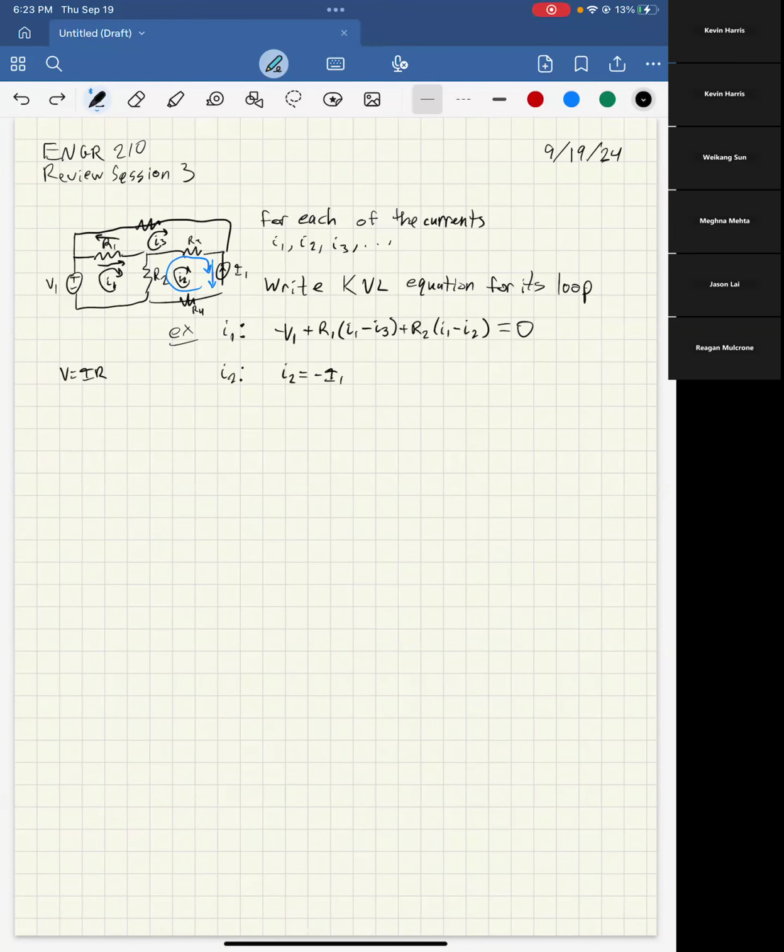And the same thing happens for dependent current sources if they're on the outside or if they're only attached to one mesh. So if you ever see that in a problem, it can make your life a whole lot easier. I'll do I3 as well.